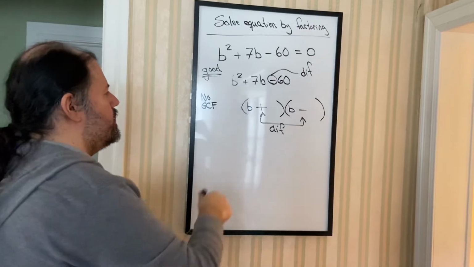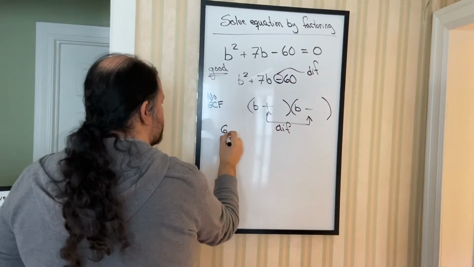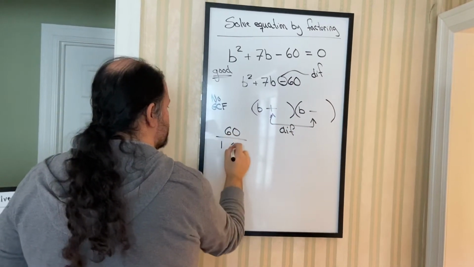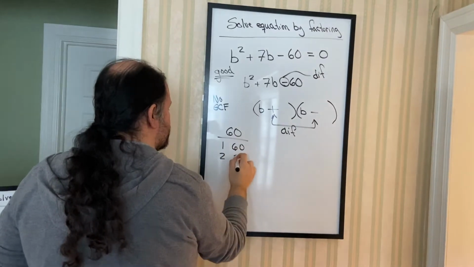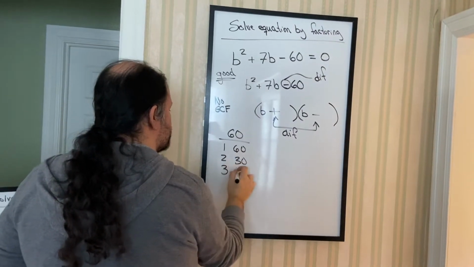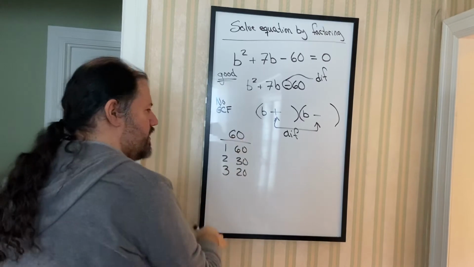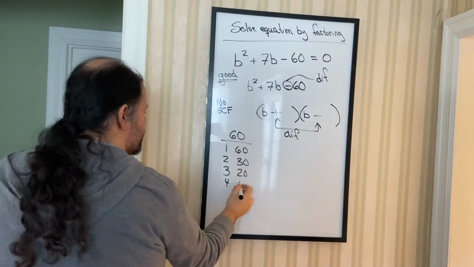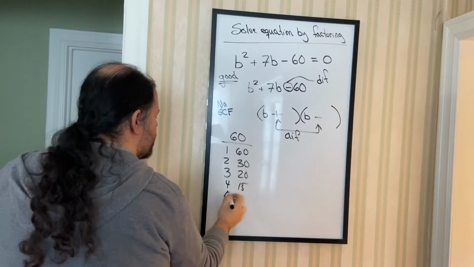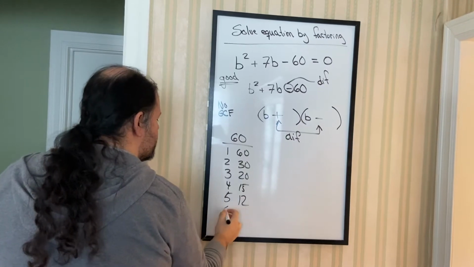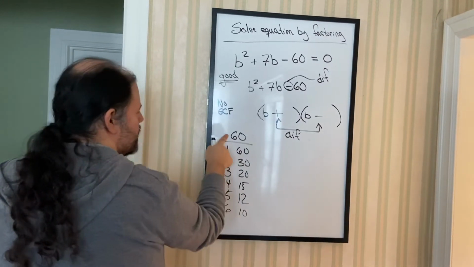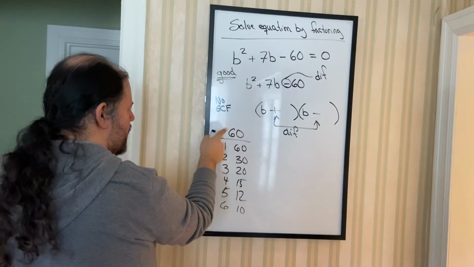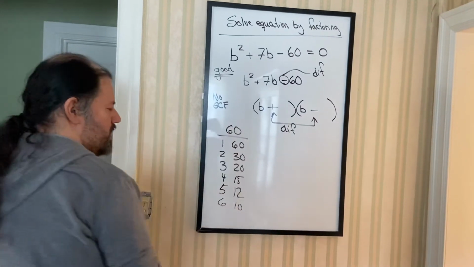Third step, do all the combos of 60. Just go and list 1 and 60, 2 and 30, 3 and 20. Remember, I'm just dividing it evenly. 4 and 15, 5 and 12, 6 and 10. 7 doesn't go in there evenly, 8 doesn't, 9 doesn't, and 10 is already on the board.